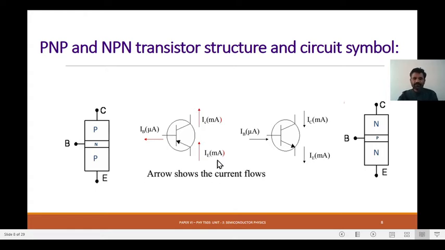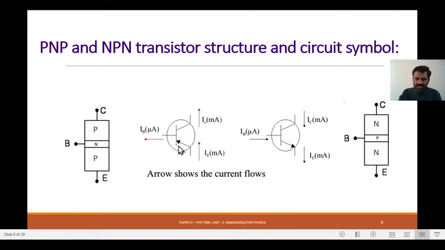Sorry. And you see that this is a milliampere current and this is a milliampere current. 10 power 3 times, 1000 times more current will flow across an emitter and also across a collector. And this is something about a PNP transistor. And the NPN transistor is also likely the same. Only the difference is the direction of flow of current and also the direction of indication of the arrow.